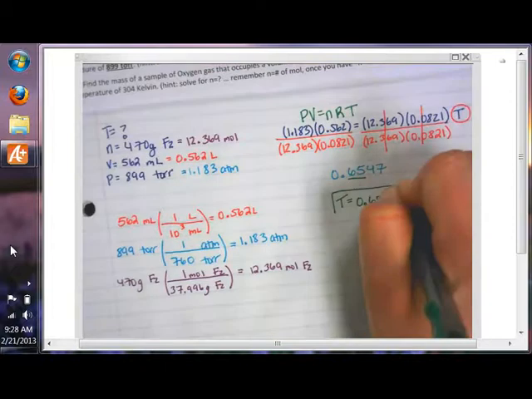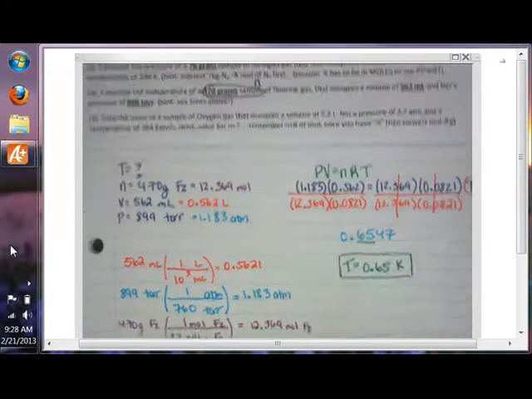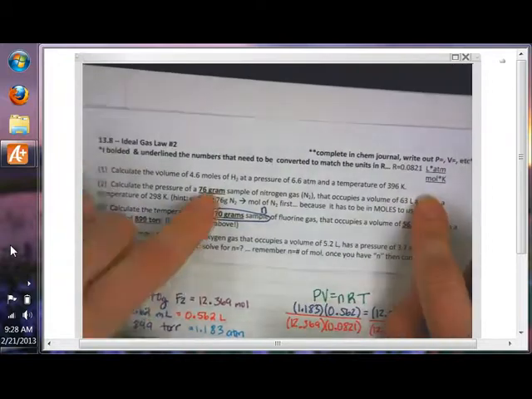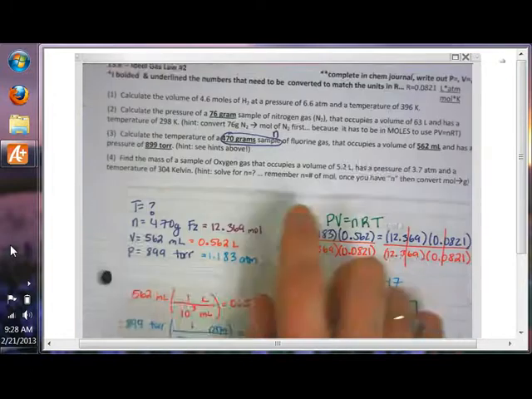So hopefully that helped. There are hints on this if you need help with number 2, grams first to moles, and on number 4, make sure you look at the hints.